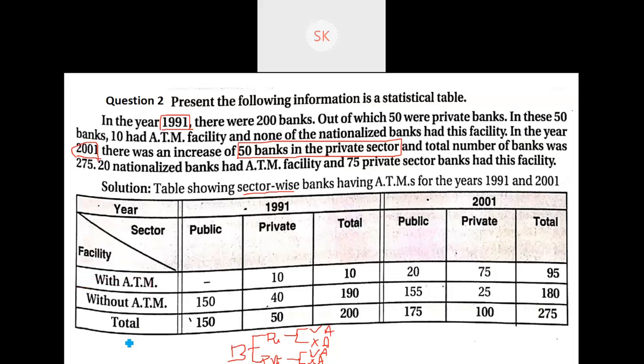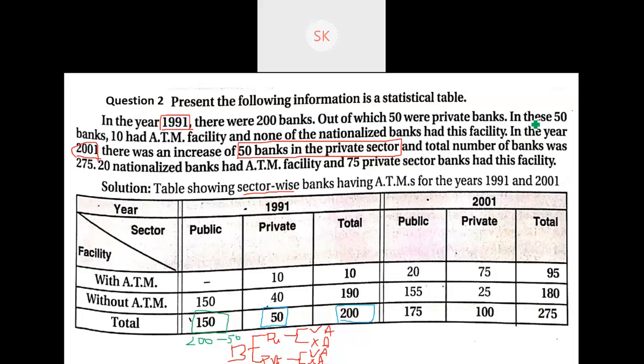Going through the question once again. In 1991 there were 200 banks. So total number of banks were 200. Out of which 50 were private banks. Now out of which 50 were private banks means, now I can immediately calculate how much were public. So 150 were public. I'll just use a different color here. So 150 were public, which is calculated 200 minus 50. Okay, so that was our first calculation.